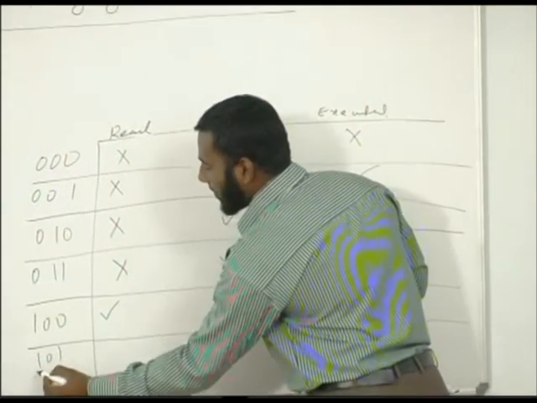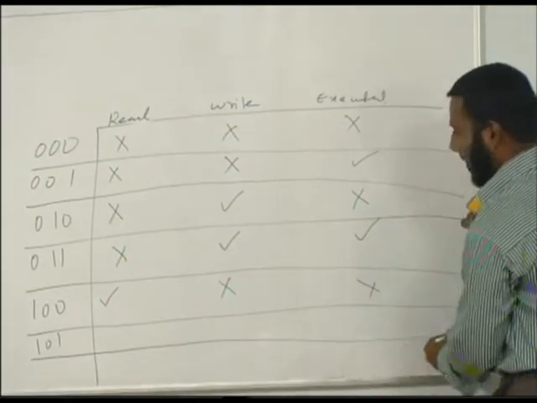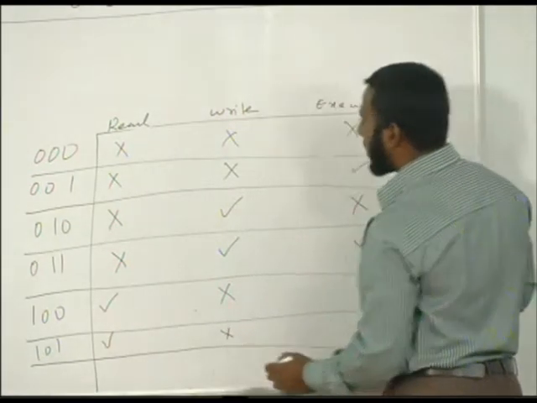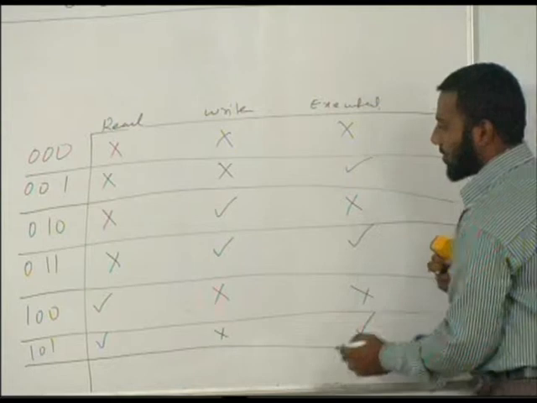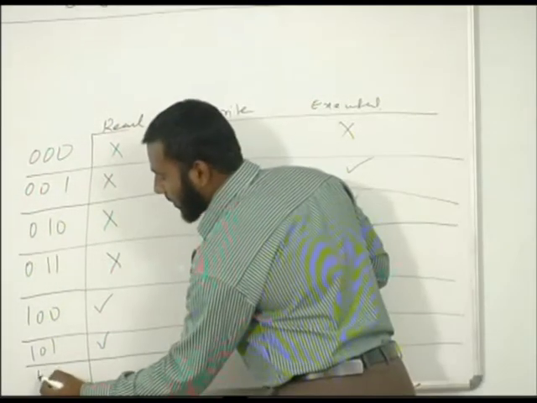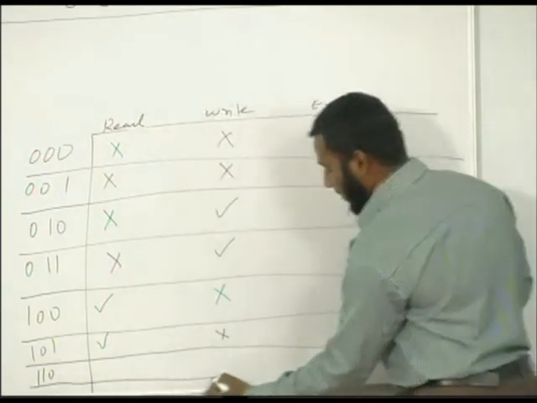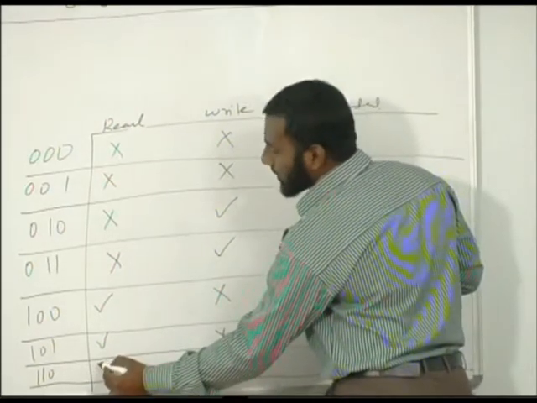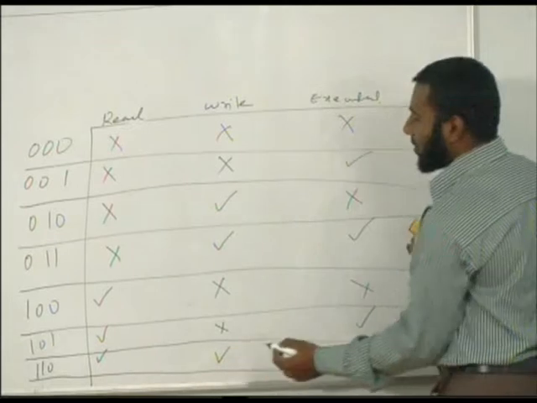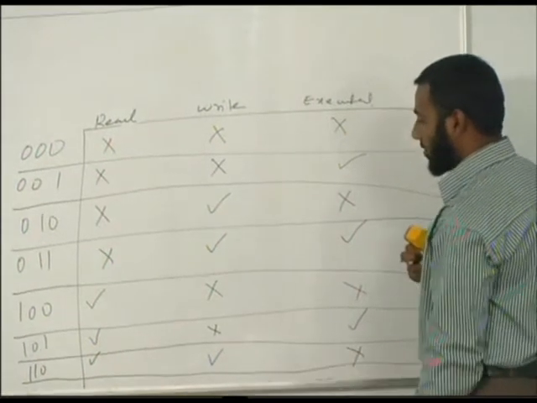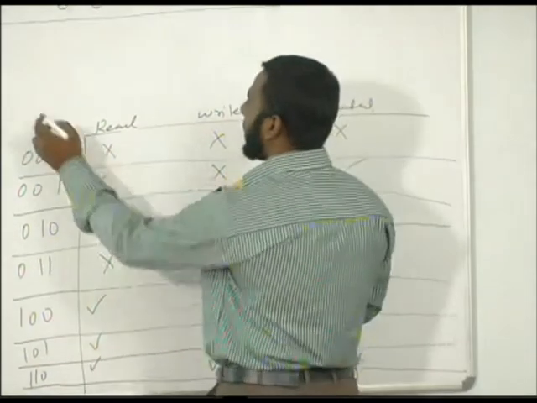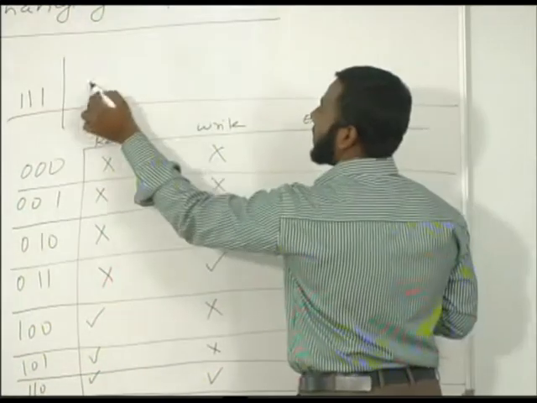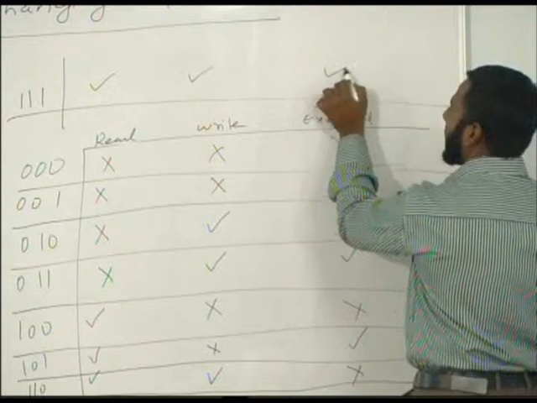and 101 means read is allowed but write is not allowed, execute is allowed, and 110 means read is allowed, write is also allowed, execution is not allowed. And if you have all ones, then read is allowed, write is allowed, and execute is allowed.